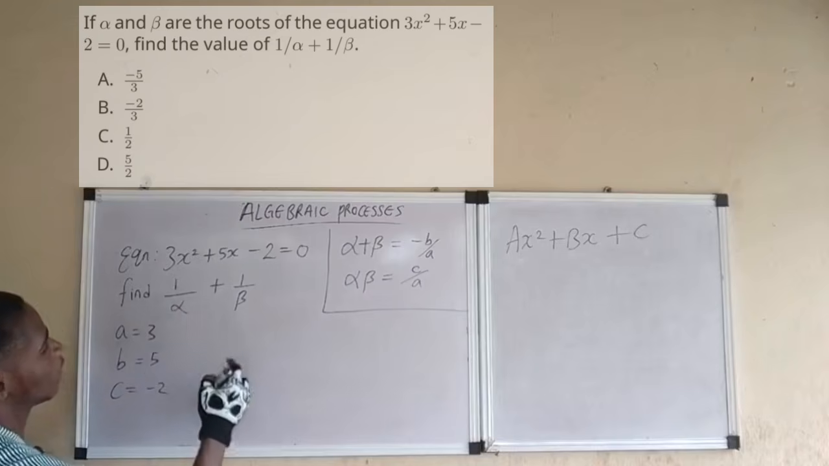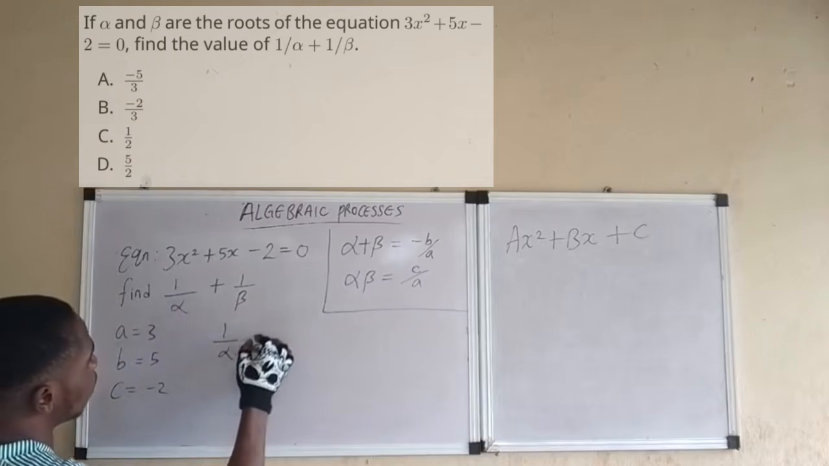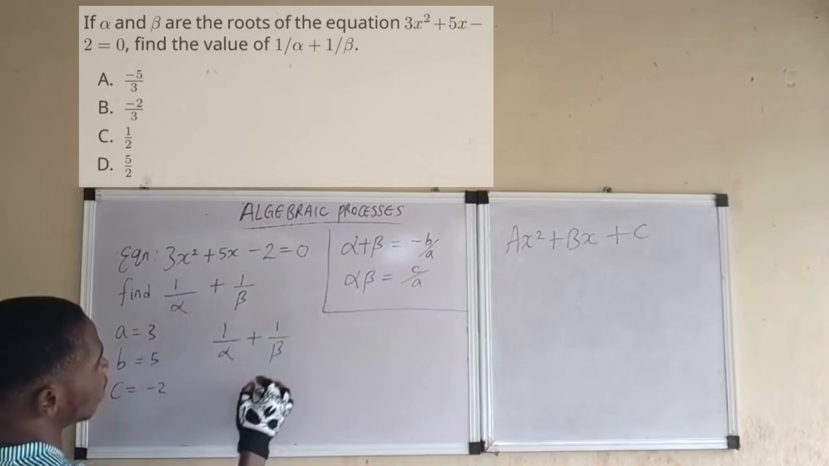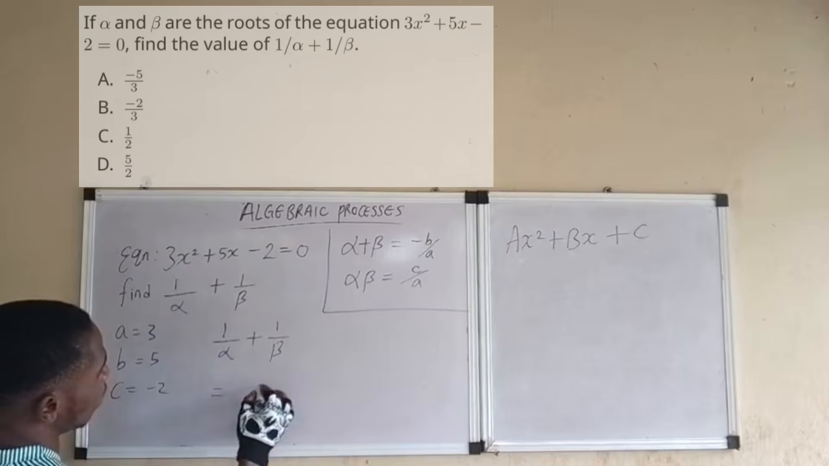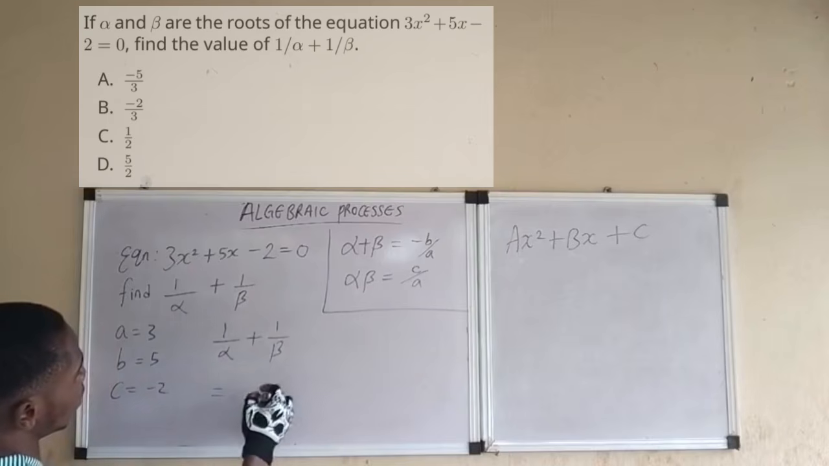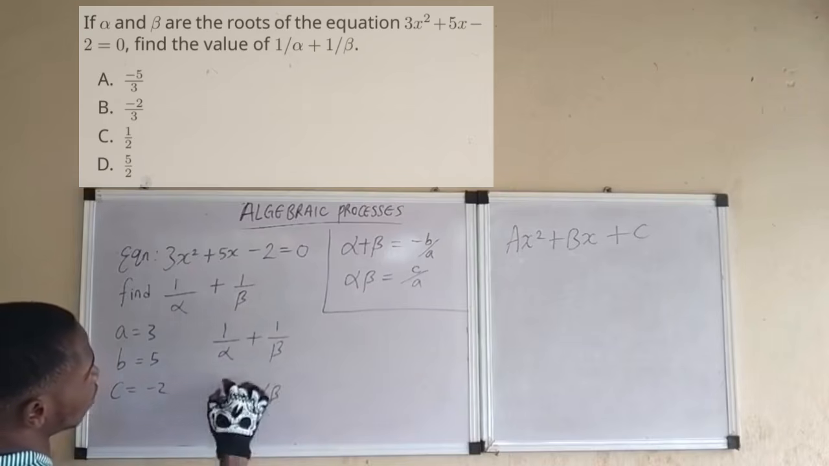Now, let's simplify this. We have 1 over alpha plus 1 over beta. If you simplify this, all right, the LCM of alpha and beta is alpha beta.